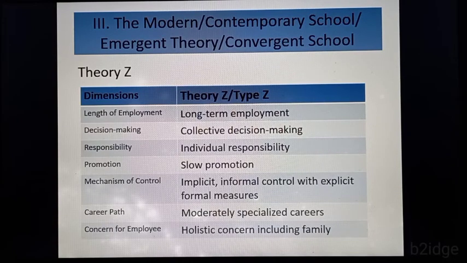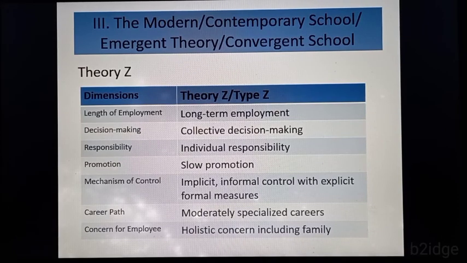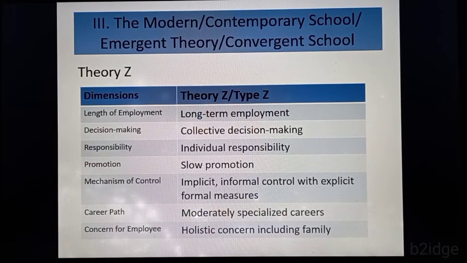According to its dimensions, length of employment, Theory Z says that long-term employment is good. When it comes to decision making, collective decision making is preferable. When it comes to responsibility, it should be individual responsibility. When it comes to promotion, slow promotion. When it comes to mechanism of control, implicit informal control with explicit formal measures. When it comes to career path, it should be moderately specialized careers, and when it comes to concern for employees, it should be holistic, including the family of each employee.